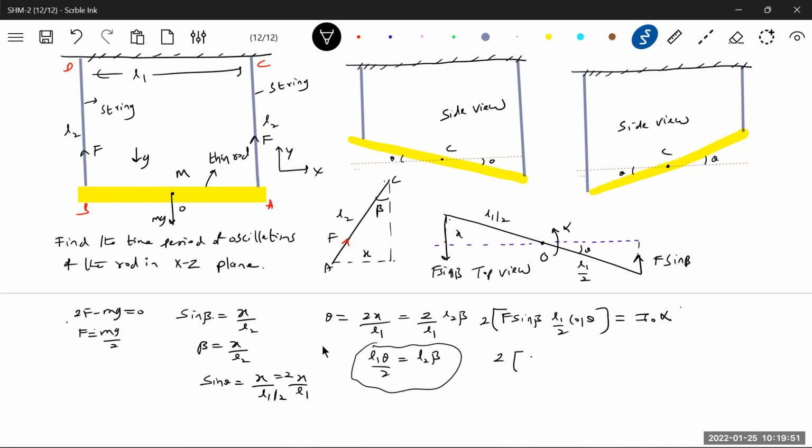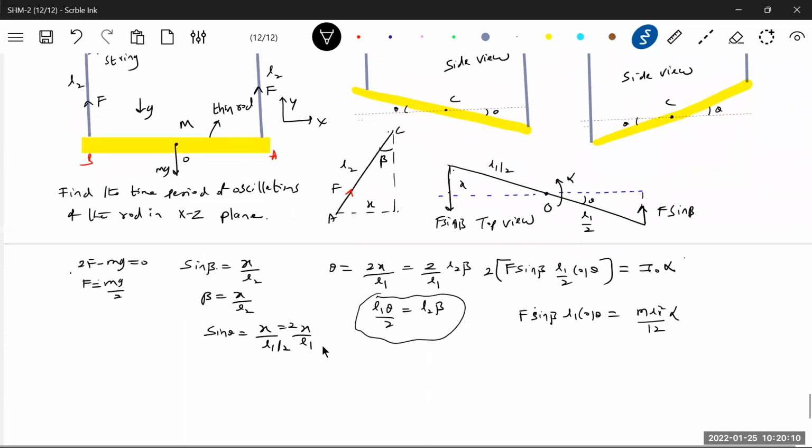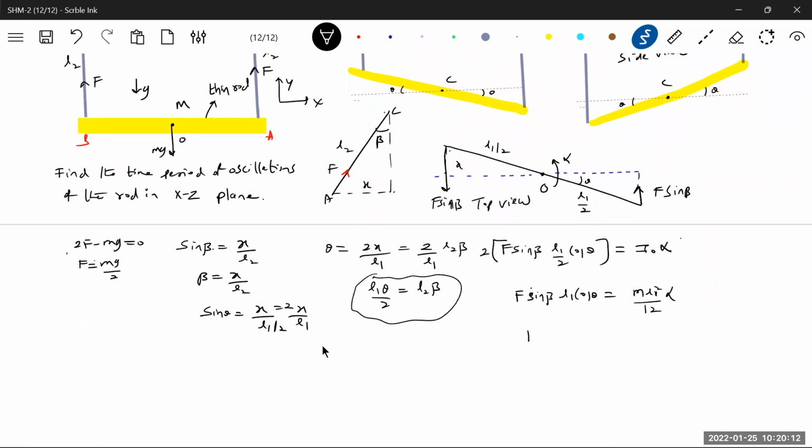What is F? F should be equal to mg by... let me write one more equation, no problem. This will become F sine beta L1 cos theta equal to ml1 square by 2l into alpha. What to do with beta? This I'll replace it.